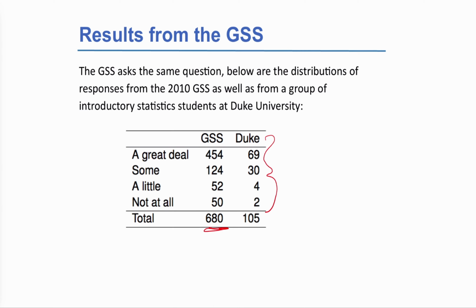So we go back here, right? A great deal. 454 out of 680 is 0.67. And Duke students, 69 out of 105, is 0.66.